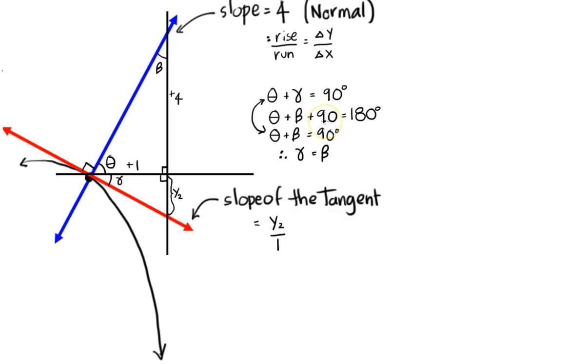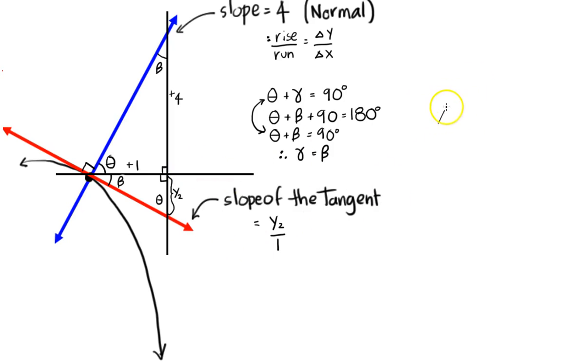In fact, what I'm going to do here is take this guy away. I'm not going to call that one gamma anymore. I'll call that one beta also. But wait a minute, if this is beta, that means this angle here must be theta as well. Now, what does that tell me?